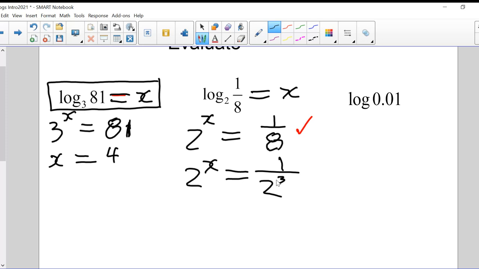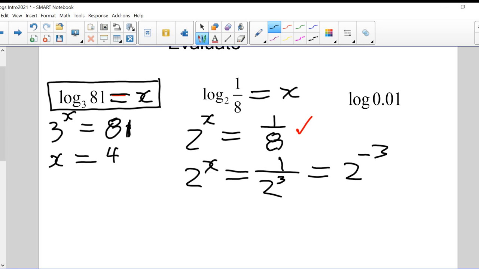So 2 to the power of x is equal to 1 over 2 to the power of 3. Now remember one of the things that Mr. Richards talked about a while ago. If I have 1 over 2 to the power of 3, another way that I can say the same thing is to say 2 to the power of minus 3. Can we agree on that? That 1 over 2 to the power of 3 is the same thing as 2 to the power of minus 3, because when you flip it over, the minus will change sign to a positive. So instead of saying 1 over 2 to the power of 3, I can say 2 to the minus 3.